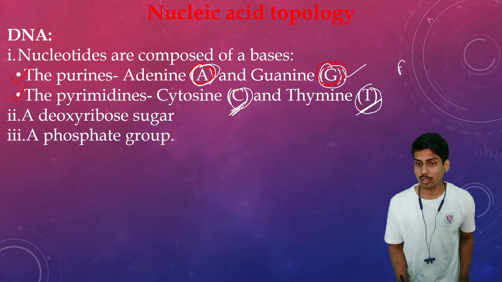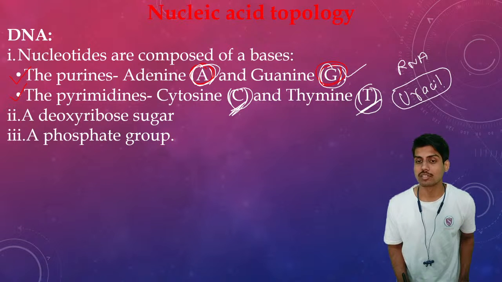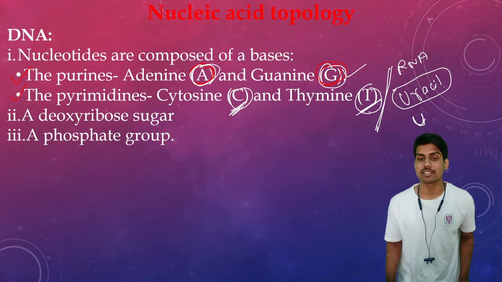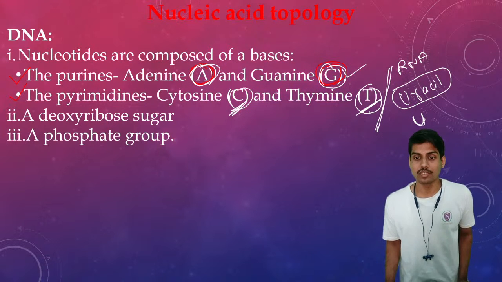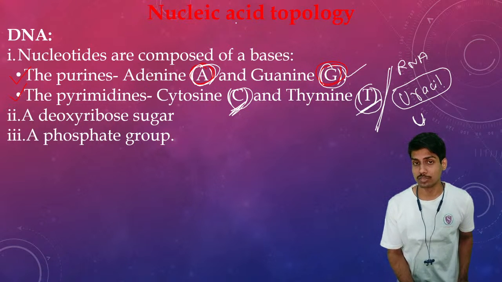But in case of RNA, the other three are the same: adenine, guanine, and cytosine are the same. But thymine is replaced by uracil. This is the U in case of RNA. That is the only change. Otherwise, all other things are the same. So let's see now what are the other components of DNA.